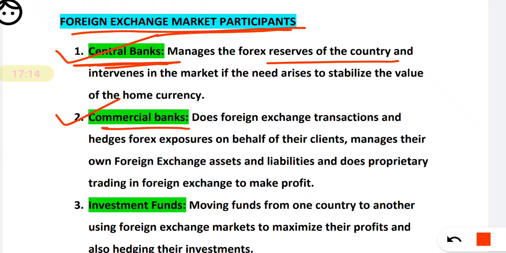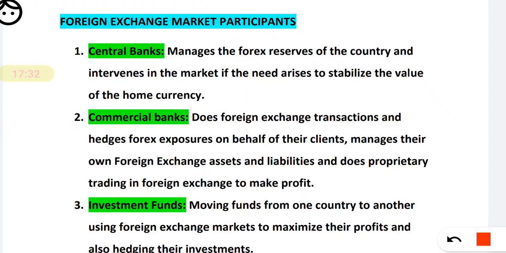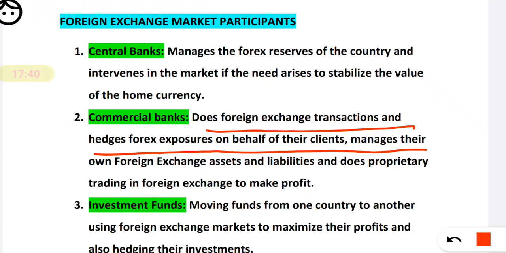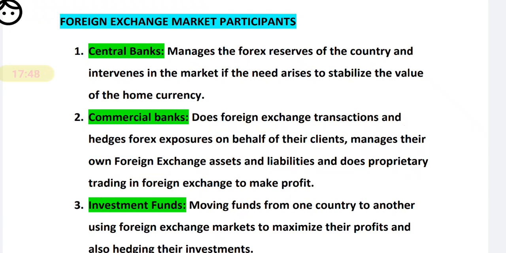That means commercial banks, which include your private banks plus public sector banks plus foreign banks in India, and scheduled commercial banks. All are commercial banks, which means they work for generating profit. Now see, a commercial bank does foreign exchange transactions and hedges foreign exposure on behalf of their clients, manages their own foreign exchange assets and liabilities, and does proprietary trading in foreign exchange to make a profit. So how can commercial banks participate in forex?